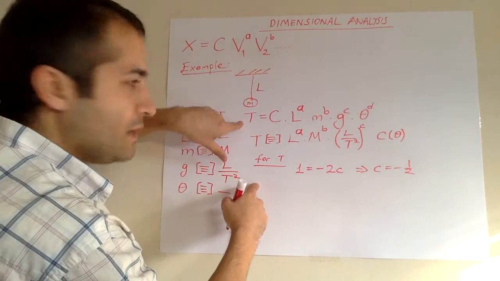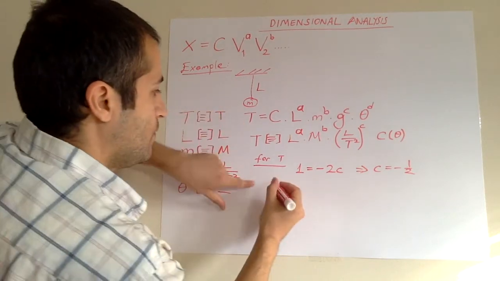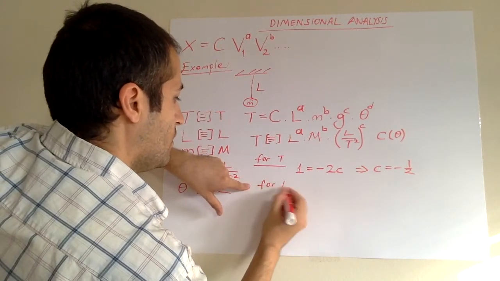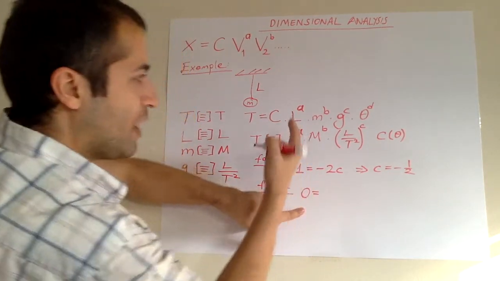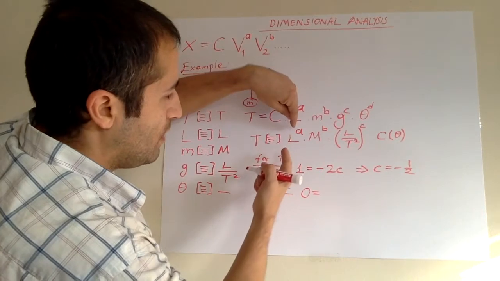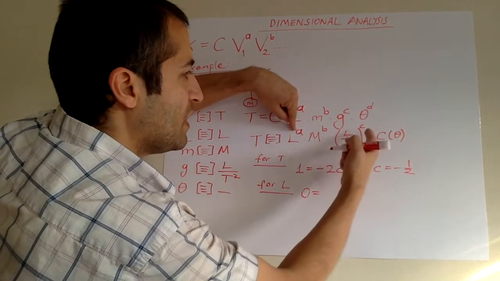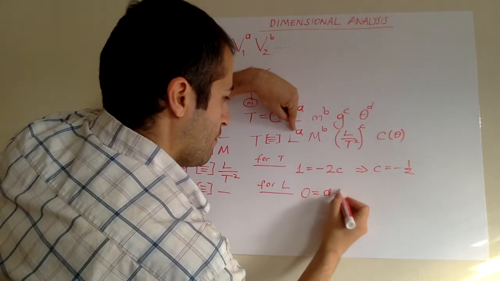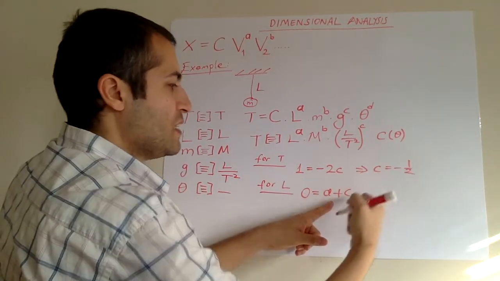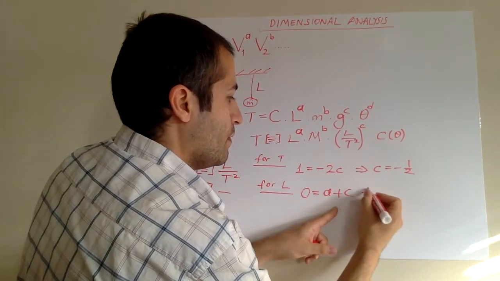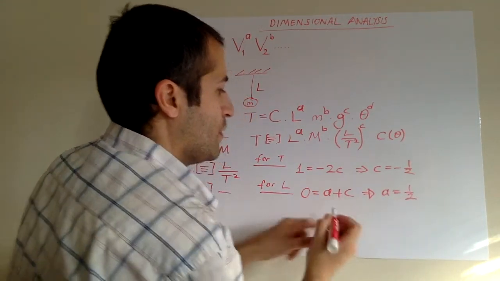On the left-hand side, we don't have any L, which means we have L to the 0. So for L, on the left-hand side, we have the power of 0 is equal to, on the right-hand side, if you look, it's this one and this one. So we have a plus c. And from this equation, since we know that c is minus 1 over 2, a is going to be plus 1 over 2, because it's minus c.